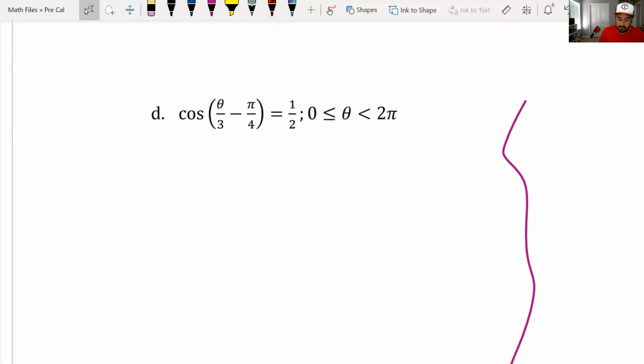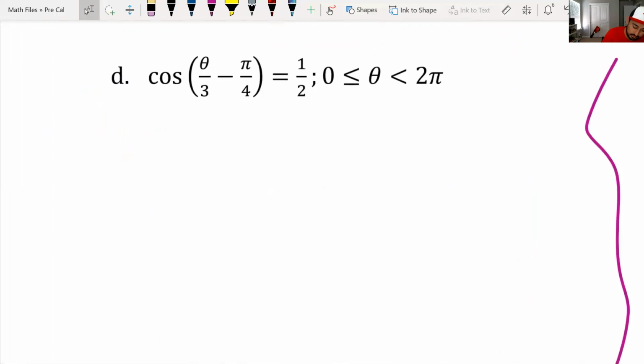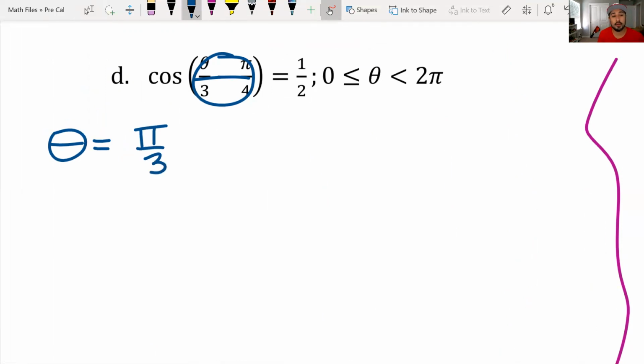Okay, so again, consider all of this as theta, and we ask ourselves, what value of theta makes cosine 1/2 on the unit circle? And that value of theta is pi over 3 plus cosine's revolutions, 2 pi k.